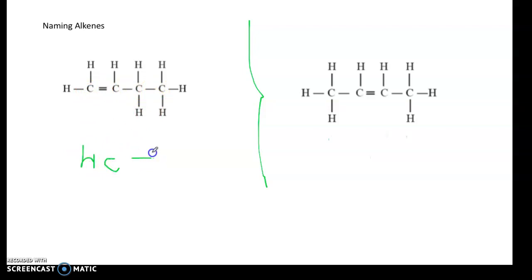Now, my prefix for 4 carbons is bute. Bute, not but. You guys always like to say it's but. No, it's bute, right? So we have bute. But now we see that it has this double bond. This is where it's very important in the name. Yes, we see it has a double bond, but where is this double bond?